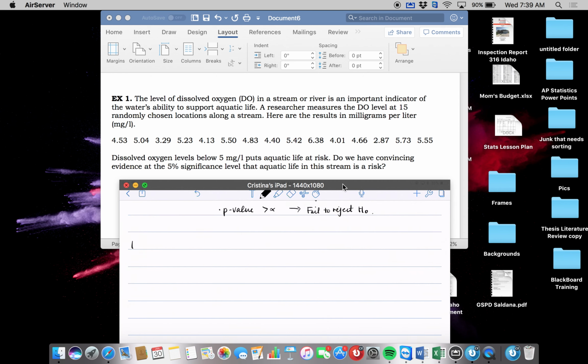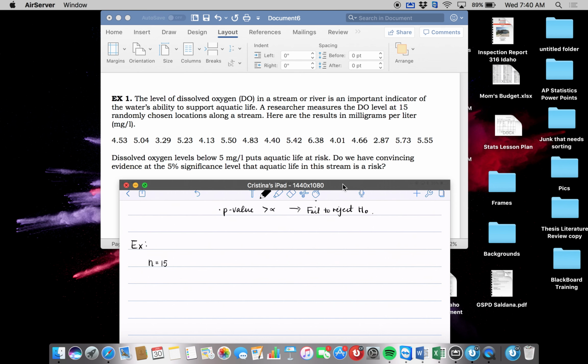So in this example, just like any example, it's important to identify anything that is important. First thing is notice the 15. They have 15 randomly chosen locations. So that 15 is talking about our sample size. We have a sample of 15 locations along the stream.